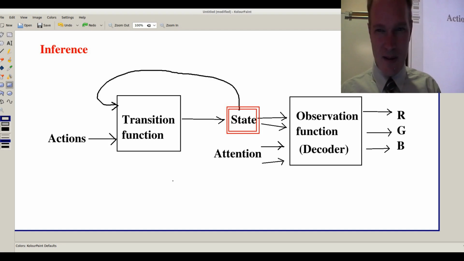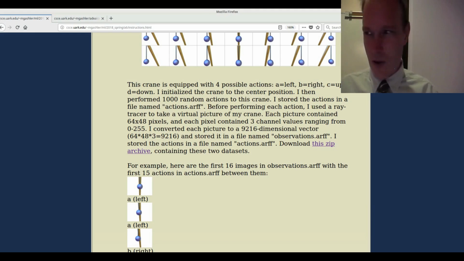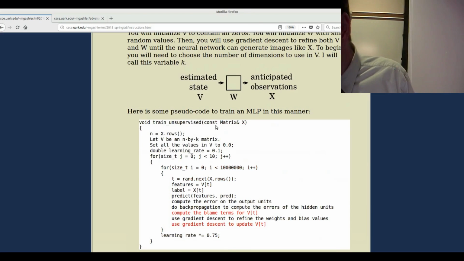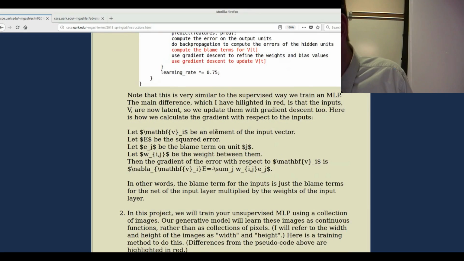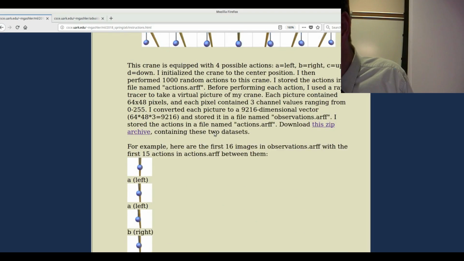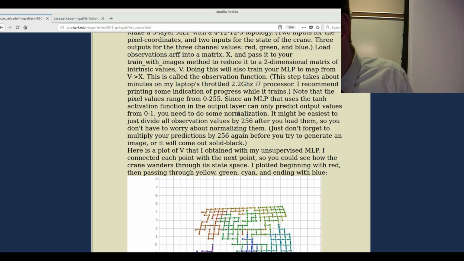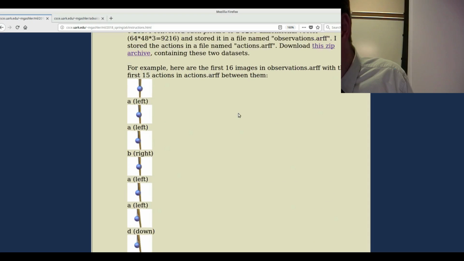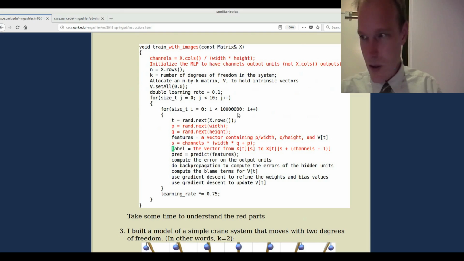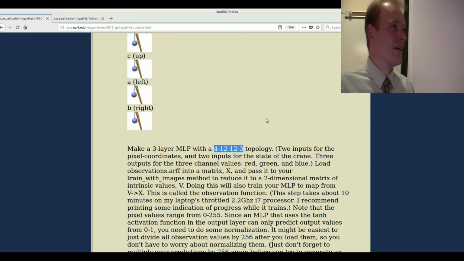Yeah. Would you like to talk about your type of layer? Oh yeah, so how many layers do I use? I'm certain it's documented in here. I just don't know where. Layer. Make a 3-layer, there it is. 4 to 12 to 12 to 3 is what I did.